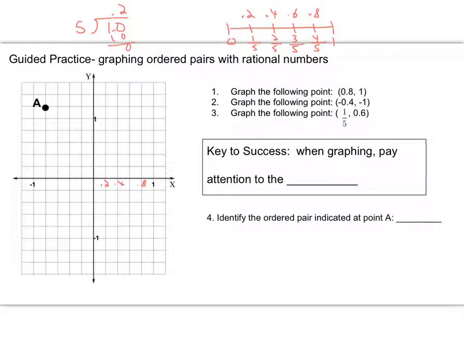So we're going to use that information now to graph some points that have some decimal and fraction coordinates. So let's take a look at this first one. Graph the following point, 0.8 and 1. So of course, we have our x and our y value. So I have to find 0.8 on the x-axis. So we know that that's right there. And then I need to go up 1, but 1 is all the way up here. Okay? So my point is going to be right there.